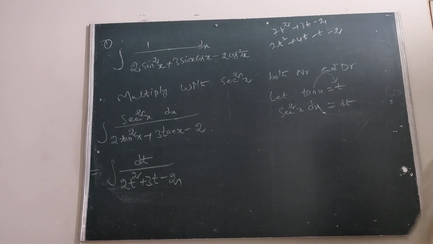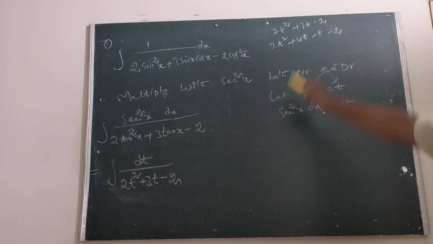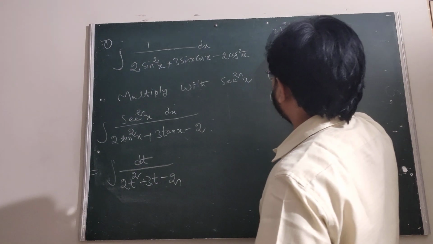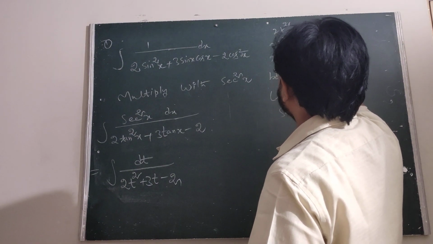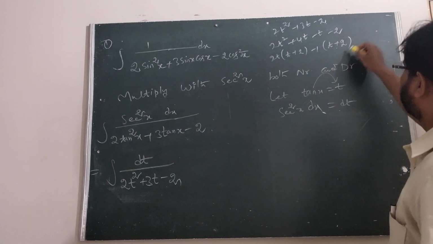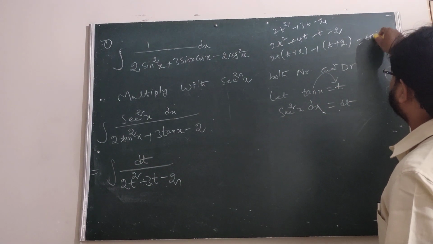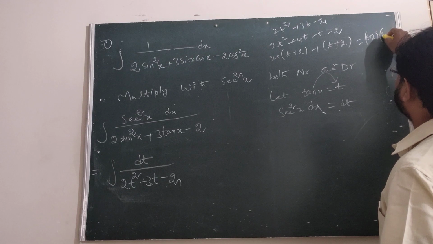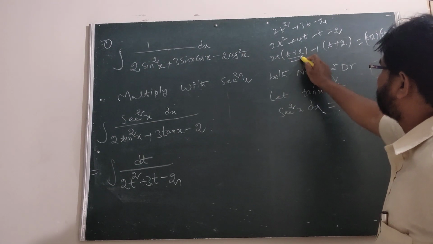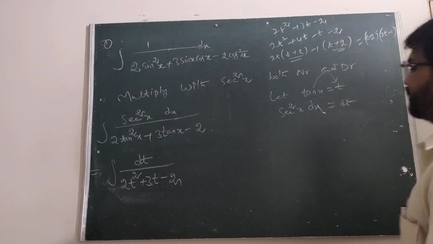Is it okay? Now expand into the two factors. 2 into 2 is 4, 4 ones are 4. Now 2t is the common factor, t plus 2. Minus 1 is the common factor, t plus 2. Now we are getting t plus 2 into 2t minus 1. These are the factors: t plus 2 into 2t minus 1.